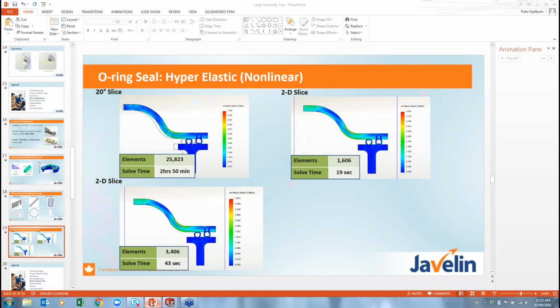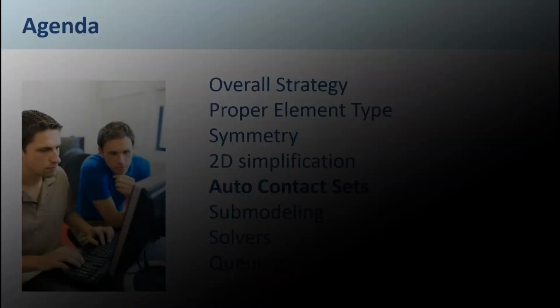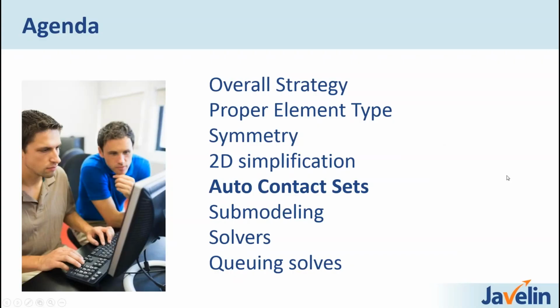Now, a couple more things that we will talk about. We'll get into some submodeling in a moment as well, because that's another really good simplification tool. But I'd like to talk about automatic contact set definition first. Everything we've talked about so far has been sort of simplifying or reducing the amount of solve time on the model. But we're also going to take a brief aside here and talk about simplifying some of the setup and speeding up the setup of the model.